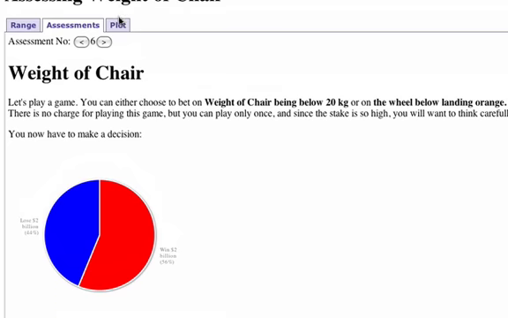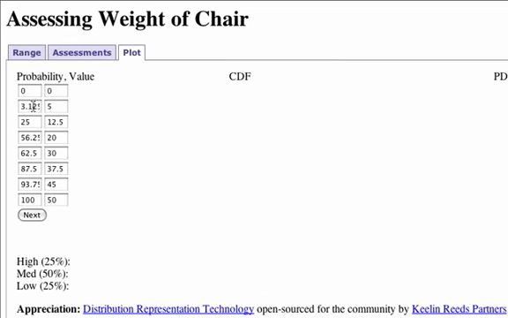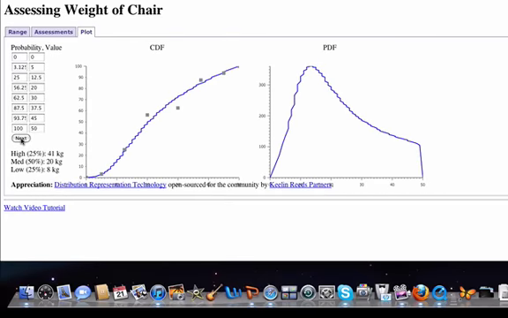Alright, let me go to the plot and see what happened here. As I was making these assessments, these were being filled out. So I'm going to click on next and see what it does. Oh, look at that. The system has generated a probability distribution, which has been open sourced for us, courtesy of Gillian Reed's partners.